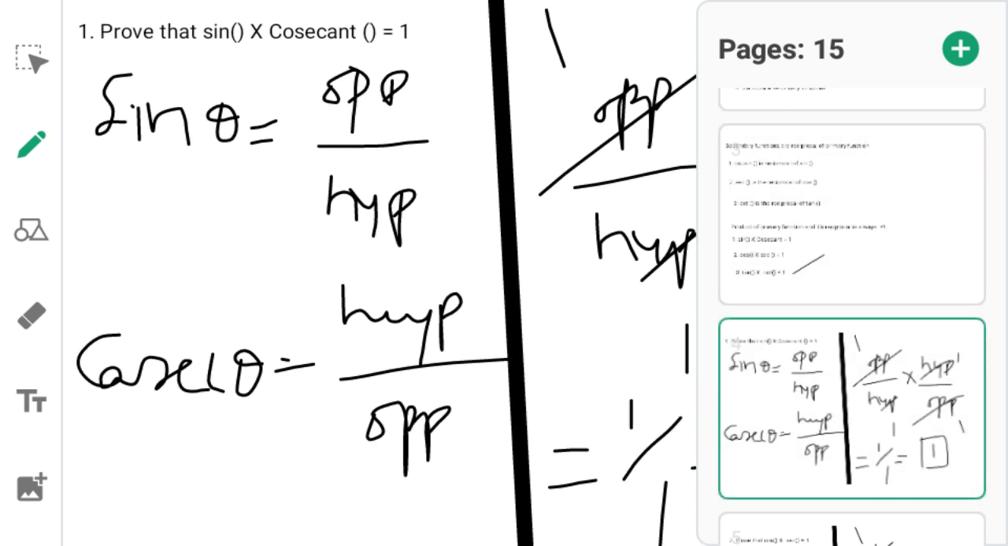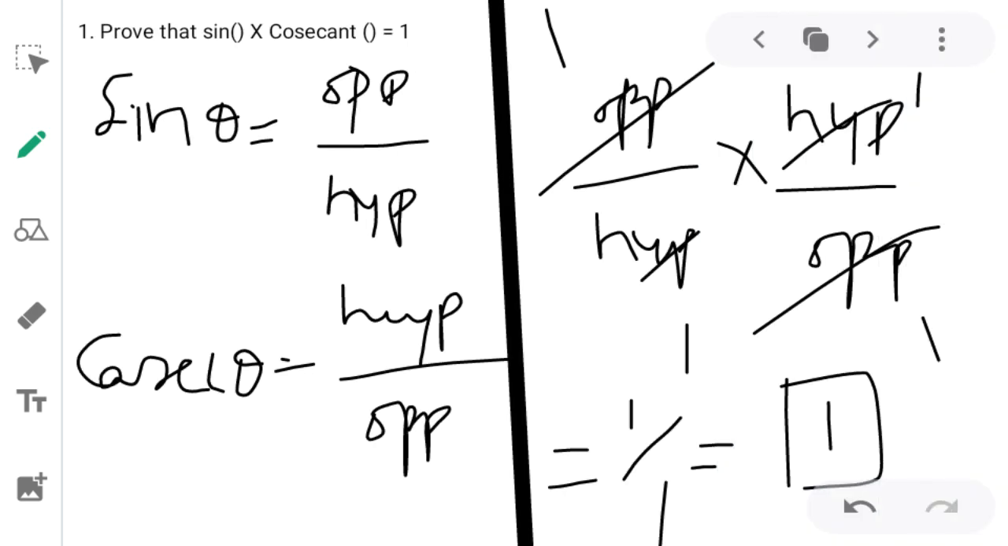So to check what we have been given, prove that sin theta into cosecant theta equals 1. That is, the multiplication of the primary set and the secondary set should be 1. So sin theta and its reciprocal, cosecant theta, are multiplied.